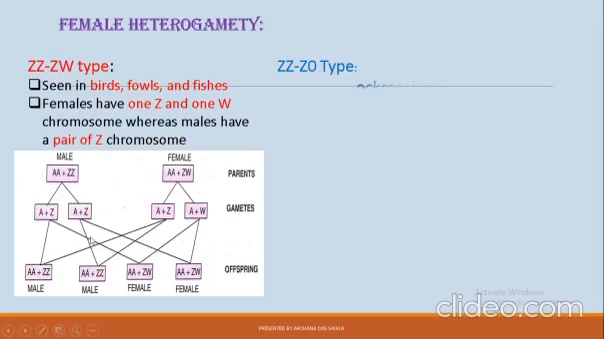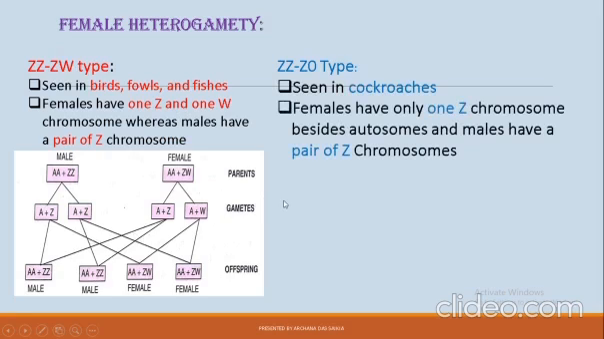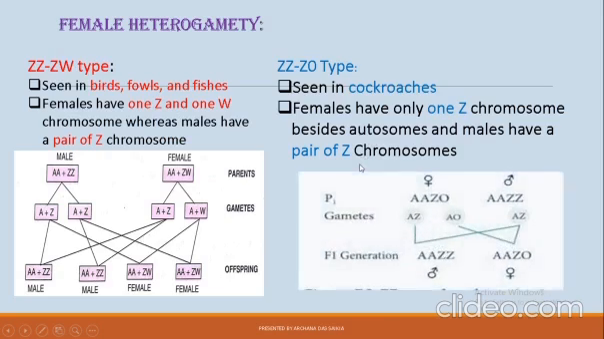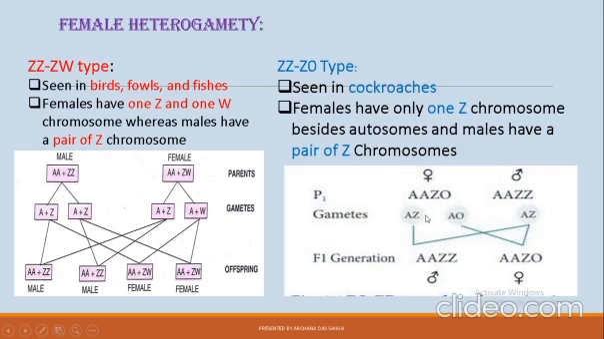Another type, the ZZ-ZO type, is seen in cockroaches. In this case also, like the previous one, females have only one Z chromosome. So females will have one chromosome less than the males. Females will produce two types of eggs, one with the sex chromosome and the other devoid of the sex chromosome. So depending upon it, the males and the females will be formed.